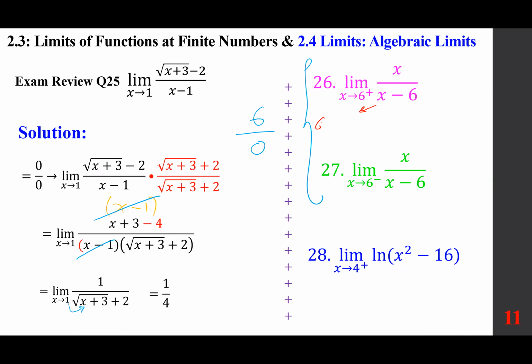So in this case, 6 from the right, such as 6.1 minus 6, gives you positive 0.1. So 0 from the right, positive over positive, gives you infinity. On the other hand, this one is like 6 from the left, like 5.9, and that gives you a negative, and therefore positive over negative is negative infinity. Okay, that's extremely important, everybody, to understand how this works.